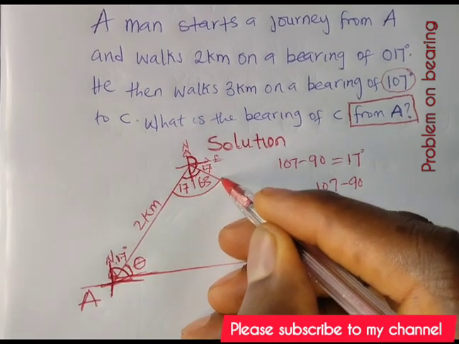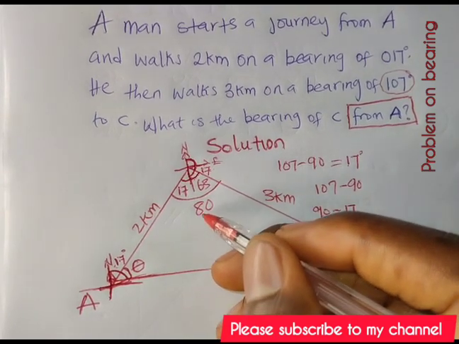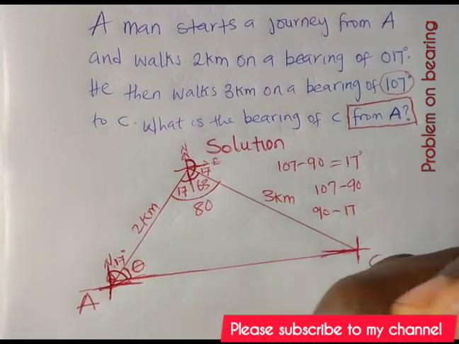Then the total angle at this position, add these two, you have 80. All right, so we need this angle here to help us get the angle we are looking for.